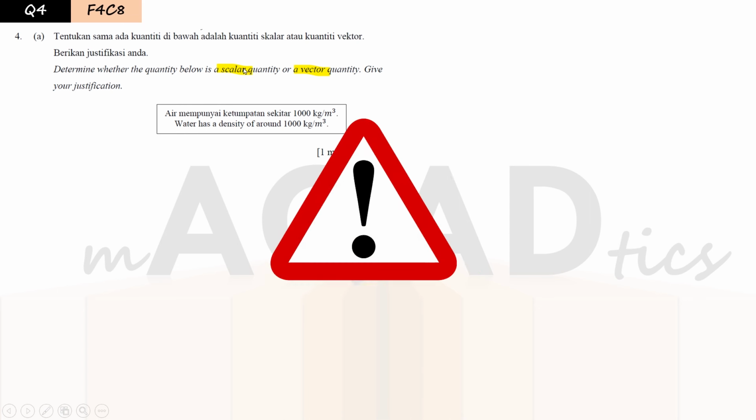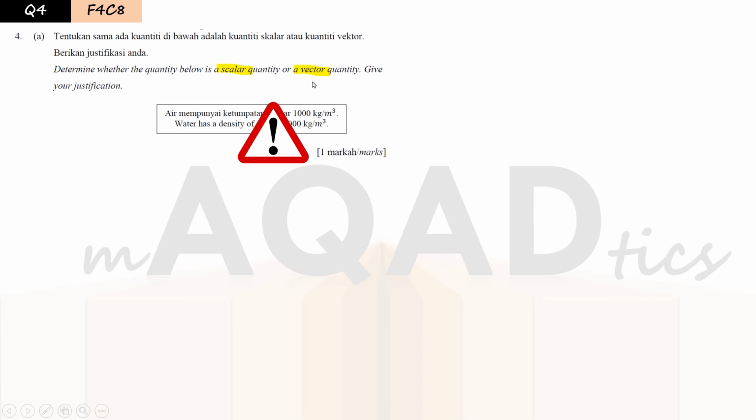To decide whether it's a scalar or a vector quantity, we need to see the differences first. A scalar quantity means this quantity has magnitude only. A vector also has the magnitude, but this is the main difference: a vector quantity has direction. So what does it mean? Magnitude, if you don't understand, is actually just a value.